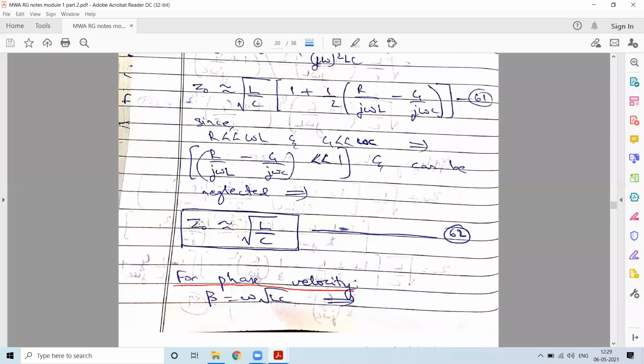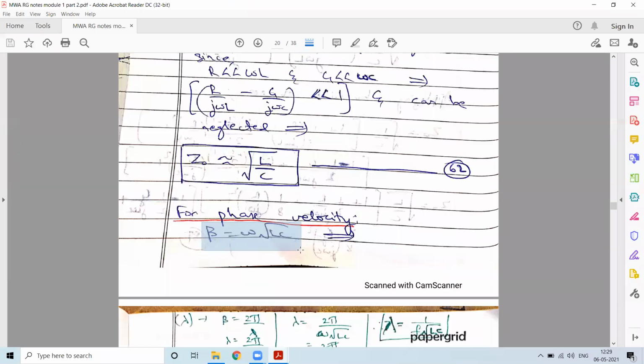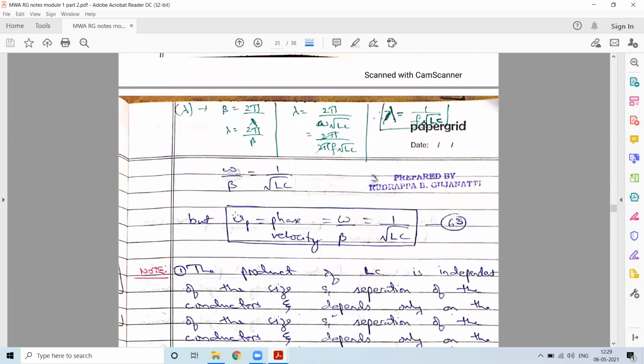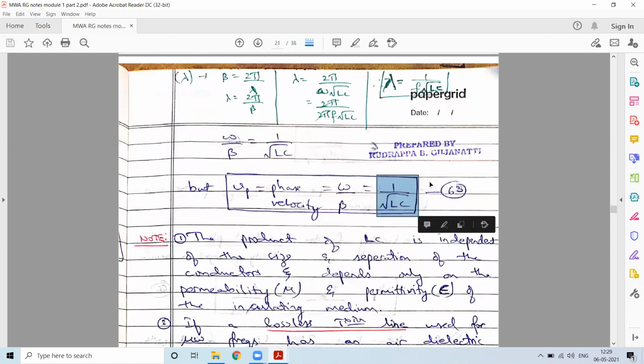So in the previous equation, we saw that the phase constant is given by beta is equal to omega into square root of LC. But we know that omega by beta is termed as the phase velocity. That is, the ratio of omega to beta is termed as phase velocity. So we have phase velocity equal to omega by beta, which is given by 1 by square root of LC. This is the phase velocity of the wave which is traveling in the transmission line.